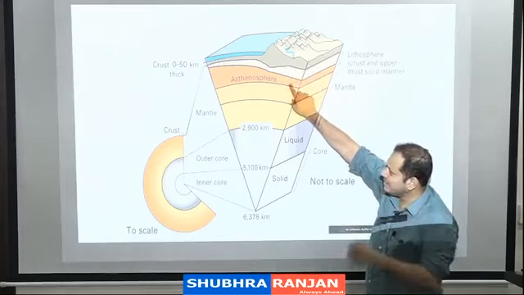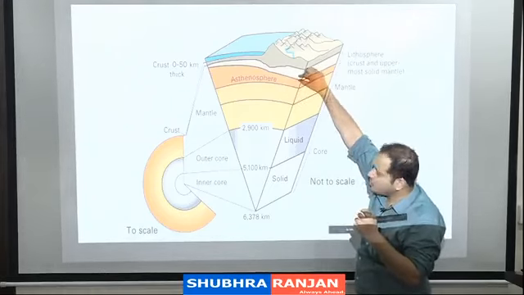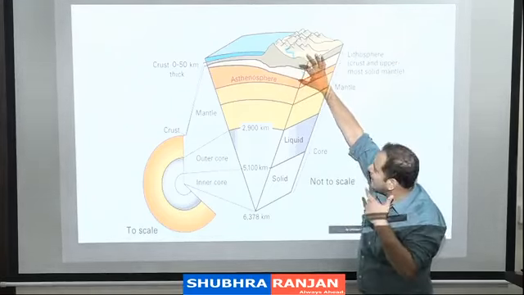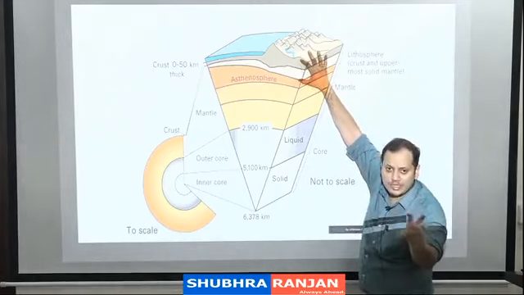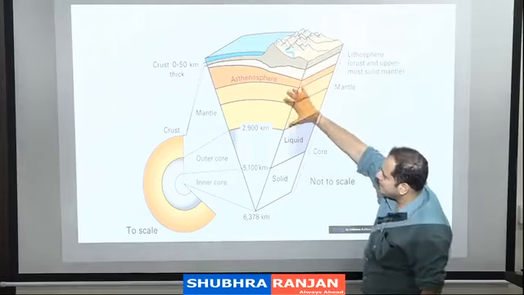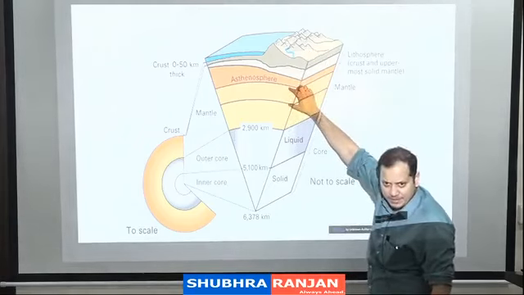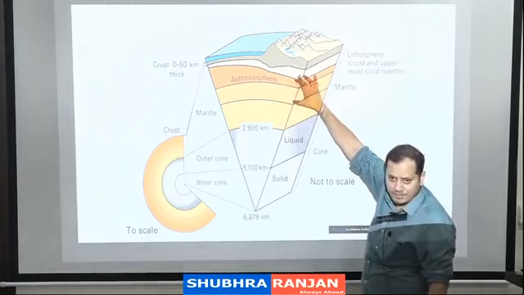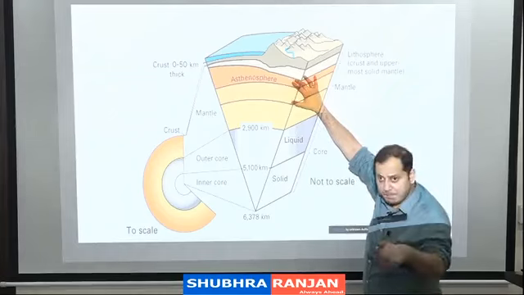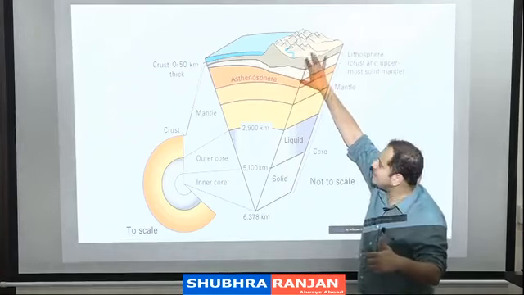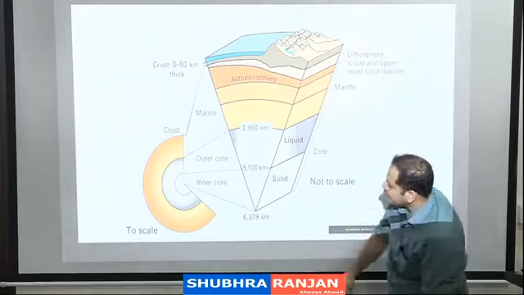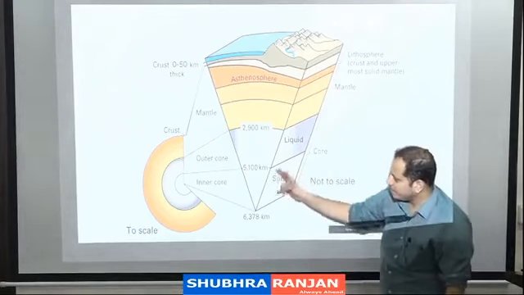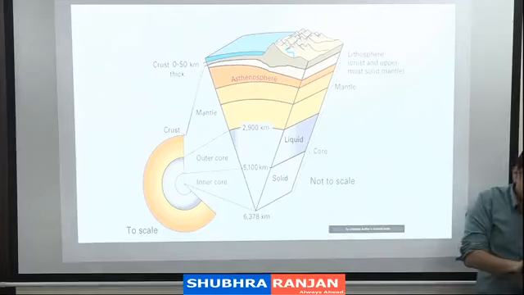Uske baad is the asthenosphere. But the uppermost part jo molten nahi hai, and this part is known as the lithosphere. Then we have the lower mantle. Mantle, upper part of the mantle, asthenosphere; the uppermost part of the mantle and the crust is lithosphere. Then we have the core, outer core and the inner core.